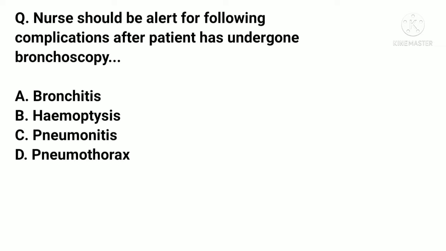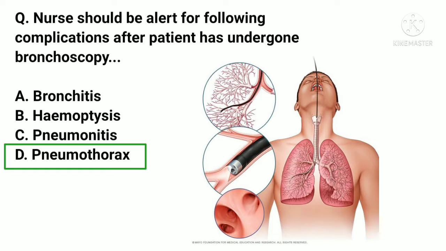Nurse should be alert for the following complications after the patient has undergone bronchoscopy. A. Bronchitis. B. Hemoptysis. C. Pneumonitis. D. Pneumothorax. And the correct answer is D. Pneumothorax. Most common complication of bronchoscopy includes pneumothorax, that is air entry into the pleural space. Other complications are bleeding from nose, shortness of breath, hypoxia during procedure, chest pain and cough.